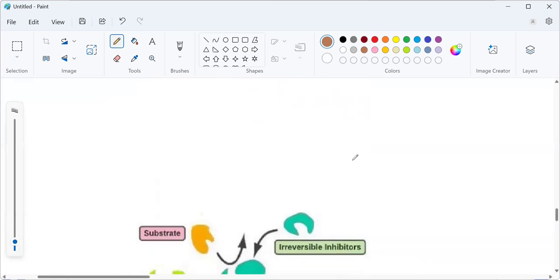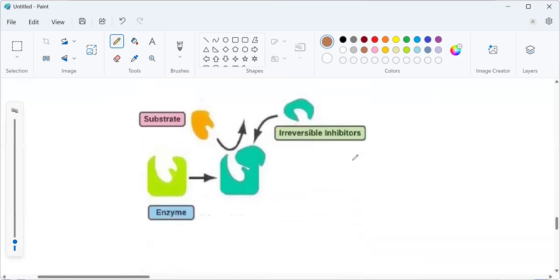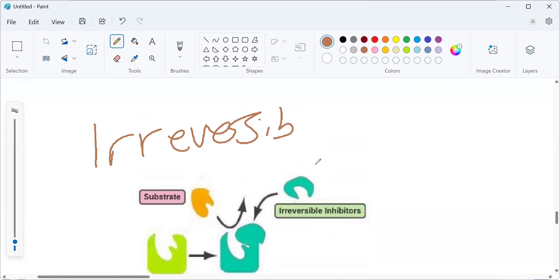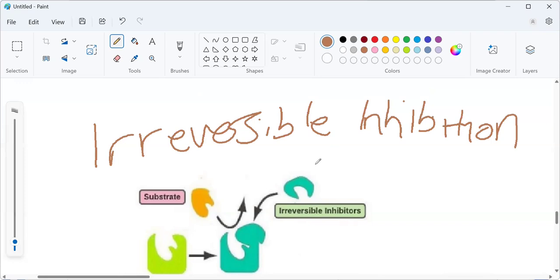Then for irreversible inhibition, the inhibitors will bind covalently with the enzyme and inactivate them, which is irreversible. These inhibitors are usually toxic substances that poison the enzymes.